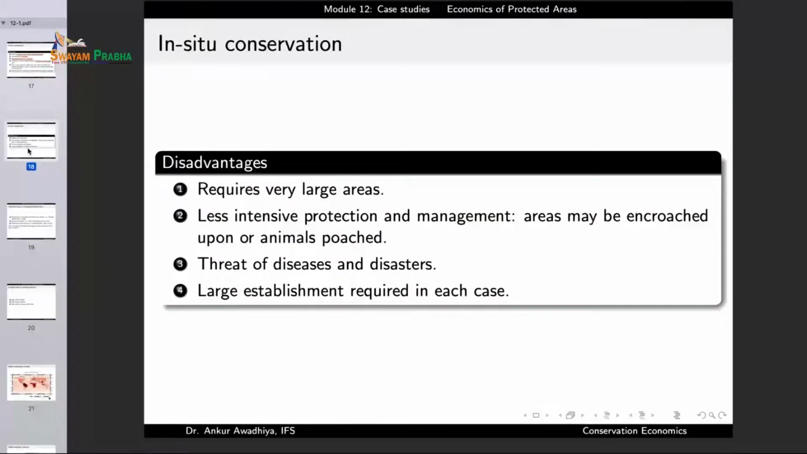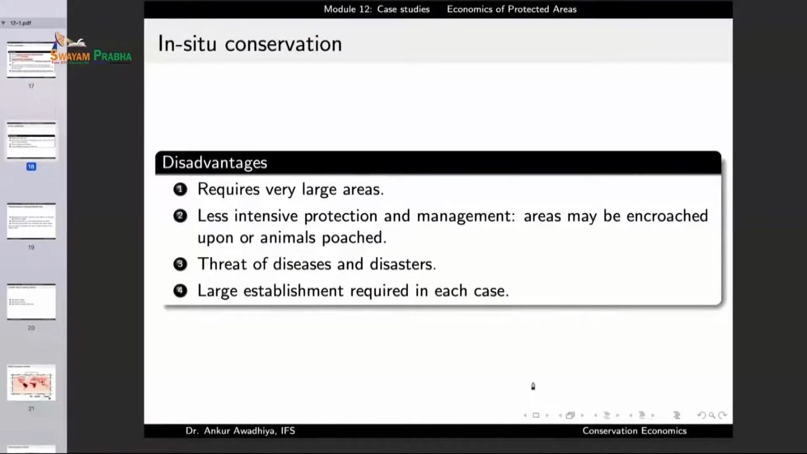The disadvantages include the requirement of very large areas, because in the case of in situ conservation, what we are doing is designating very large areas as protected areas. So the area requirement, or the land size requirement, is much greater. In the case of ex situ conservation, such as a zoo, you can keep animals at a much greater density. But in the case of in situ conservation, such as a tiger reserve or a national park, you will have to keep these animals in natural settings, in which case it will require a much greater area.